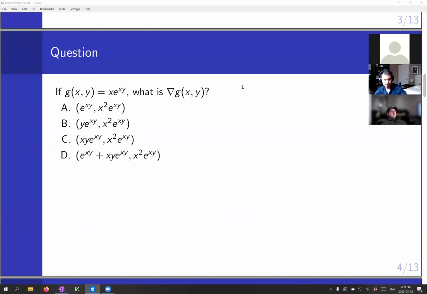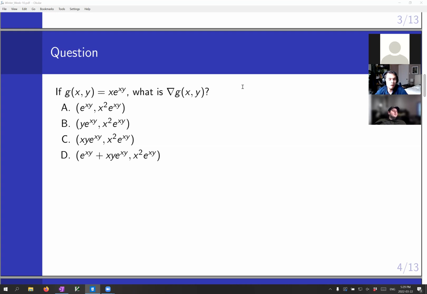It doesn't really help, but the second function is the same for all of them. So realistically, all you have to work on is the first function, or the first part. Now I'm saying the second part of the function here is the same for all of them. So it's really only the first part that you're checking. It's the same for all of them. The x squared e to the xy is the same for all the options A, B, C, and D.